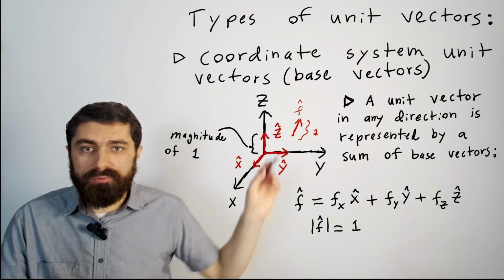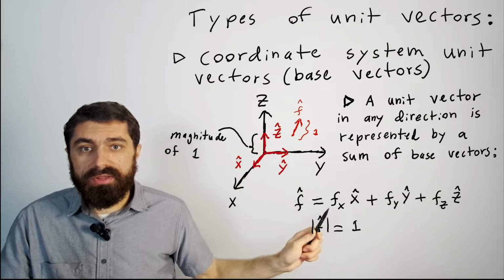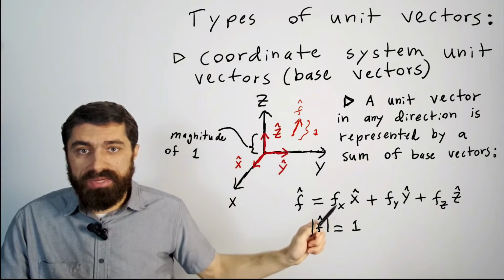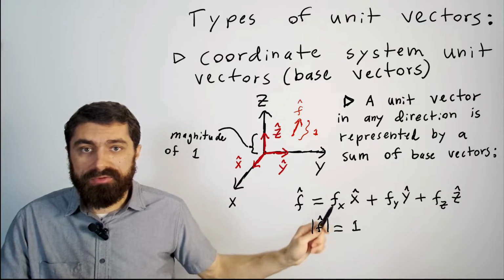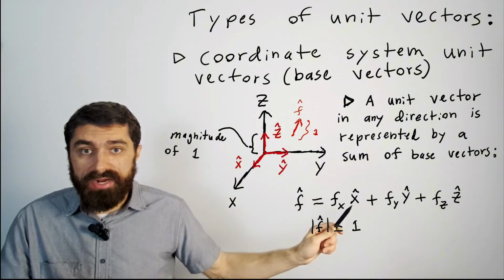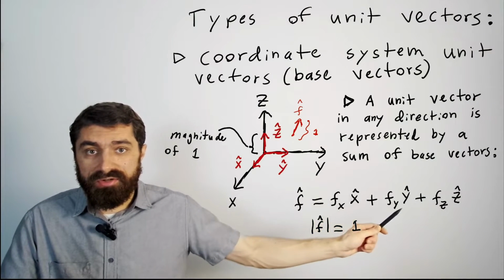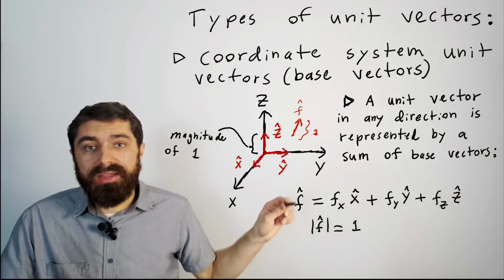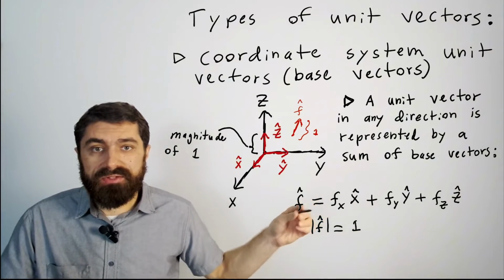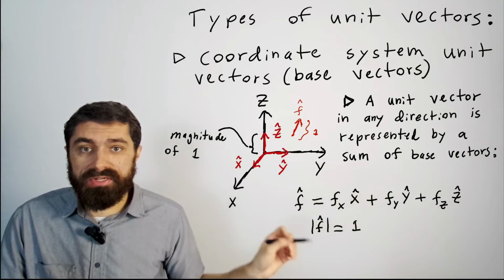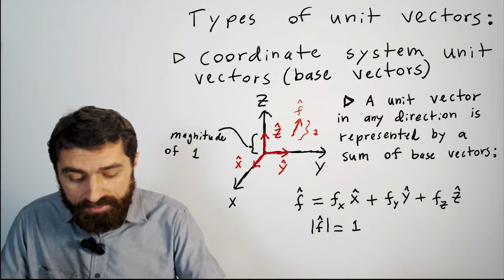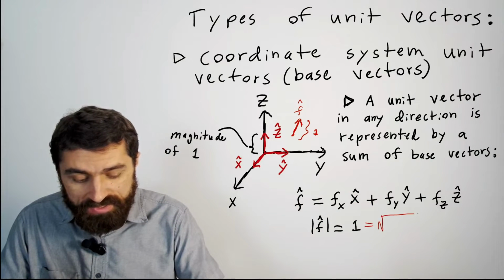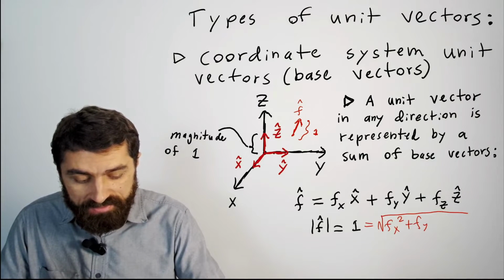So we can actually represent this f hat with something like this. Basically, it has a certain amount in the x hat direction, a certain amount in the y direction, and a certain amount in the z direction. And basically this whole thing, if you take the magnitude of this whole thing, it should be equal to 1. And by the way, I'll just mention the magnitude here would just be the square root of all of these squared.